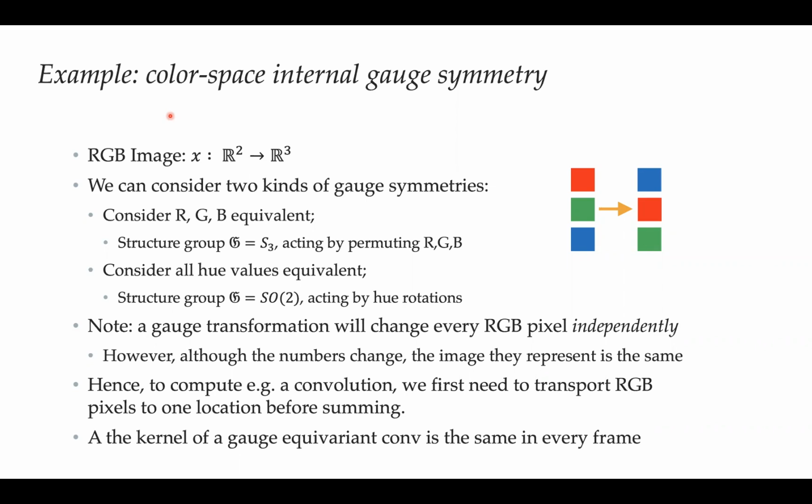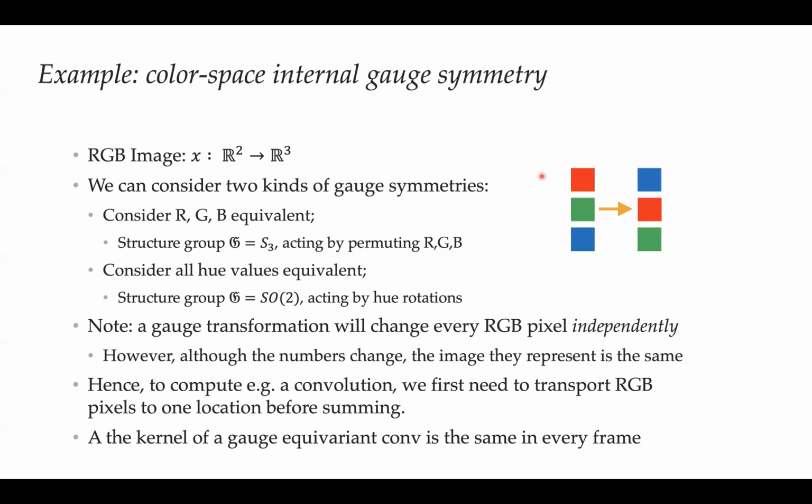In other words, the dimensions of your fiber have some relation to the directions in the domain Omega. Now here we have another example, a very familiar one if you've ever thought about computer vision, which is an RGB image. Mathematically, we model this as a function from R2, the plane, to R3. That's our RGB space. Now we could consider two kinds of gauge symmetries. It depends on the problem whether you think either of these is appropriate. The first we could consider is to say we're going to assume that R, G, and B are equivalent. In that case, we would choose a structure group G equals S3, the group of permutations of 3 elements.